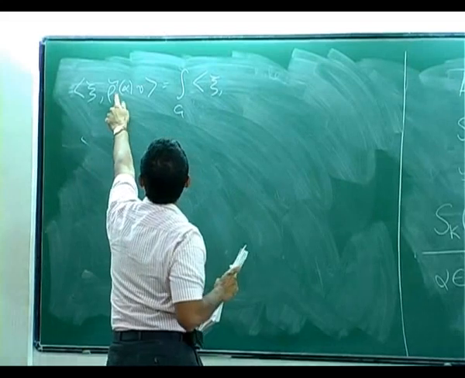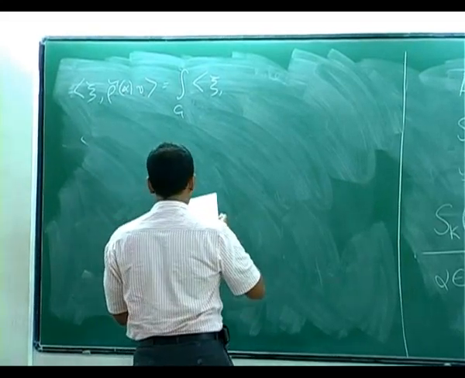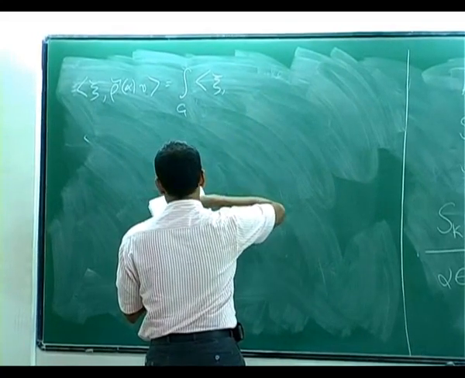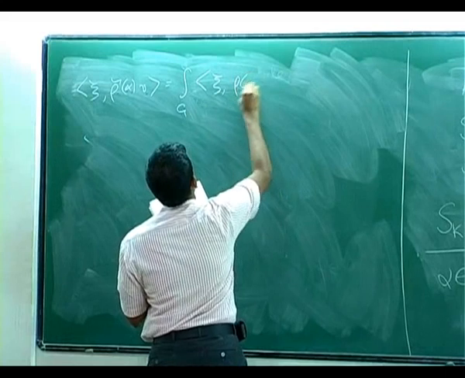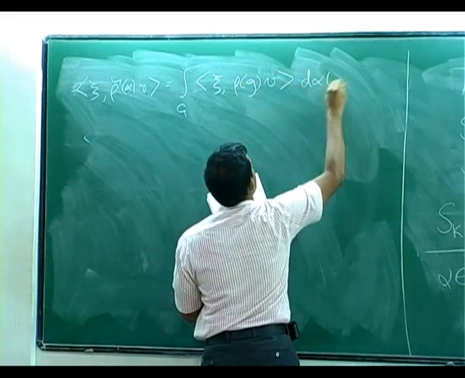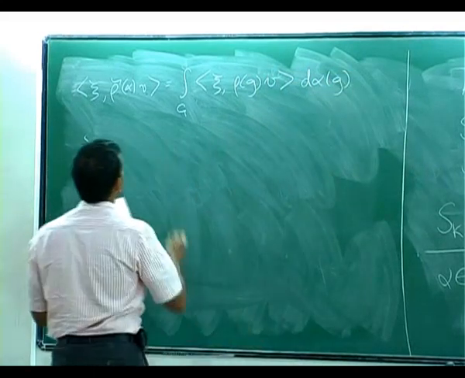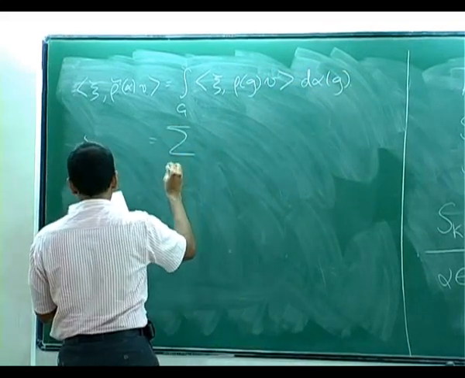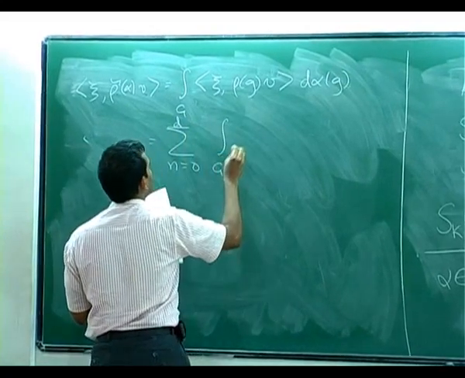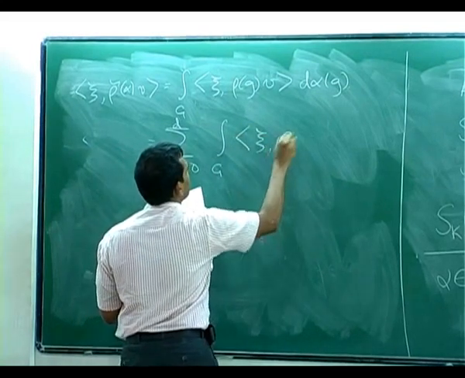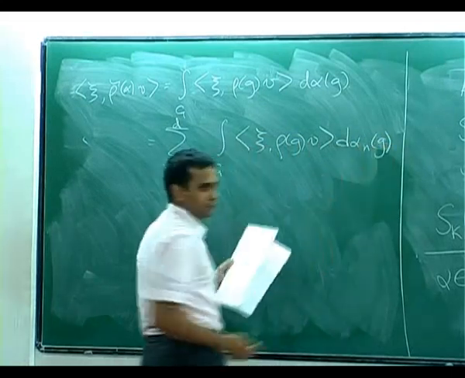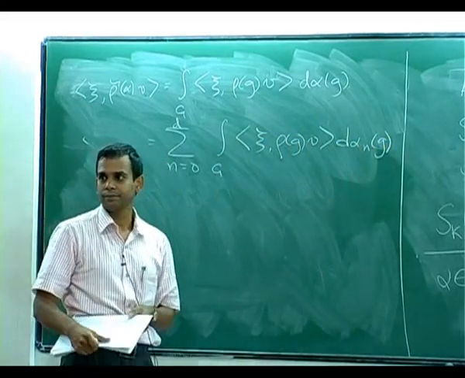This is the action of alpha on v, and this is by definition given by this, but then I can write this as a finite sum, because of the bound on the degree, n goes from 0 to d of the integral of Z rho g v d alpha n g, right?